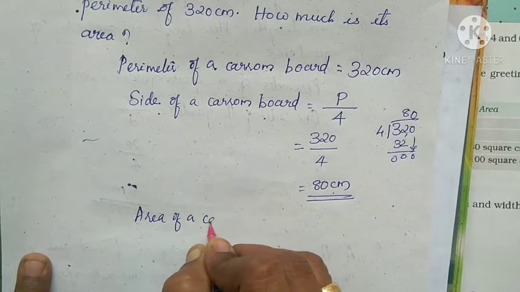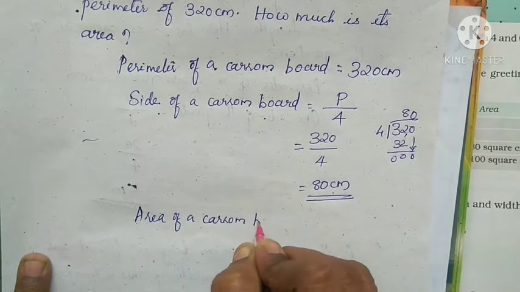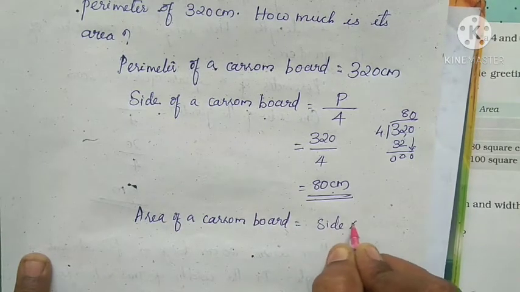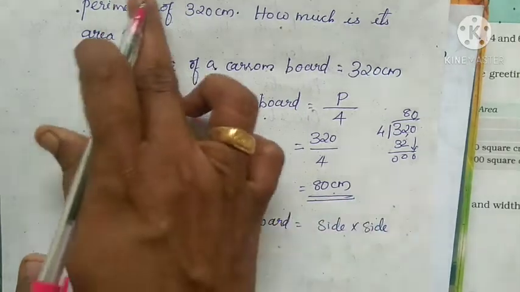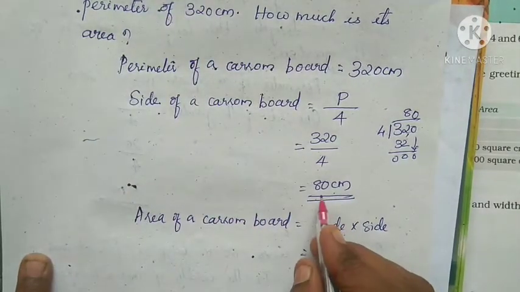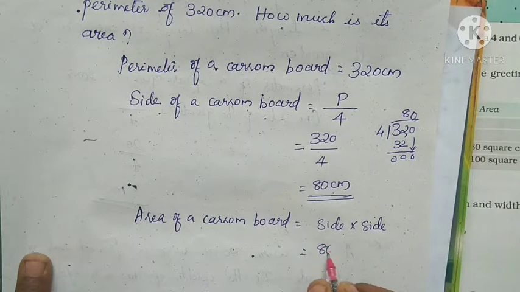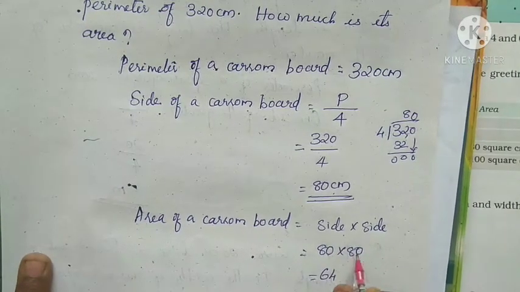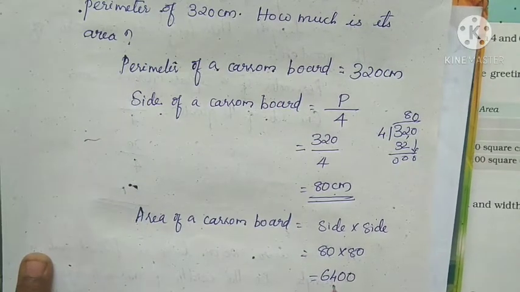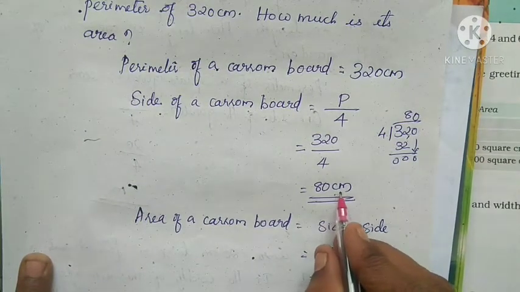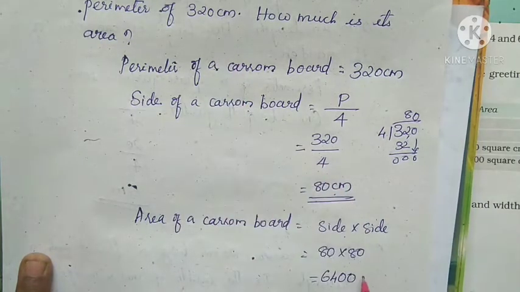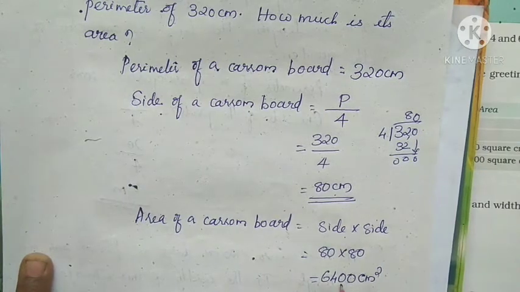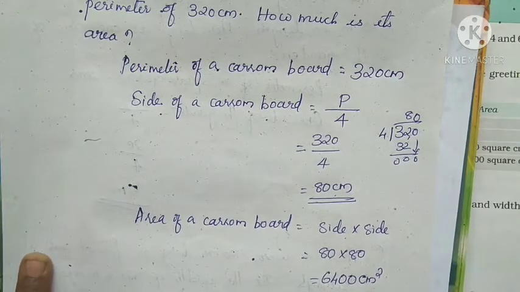Area of a carom board is equal to side into side. Why? Because it is a square shape. So side here we got 80. 80 into 80. 8 8s are 64. Remaining 2 zeros. Then what is the unit? Here the measurement is given in centimeter. So in area, centimeter square. So 6400 centimeter square is the area.